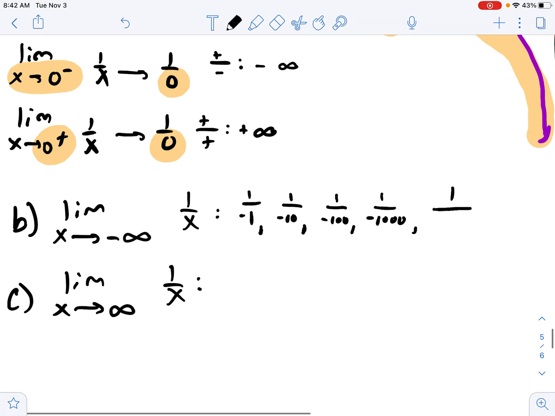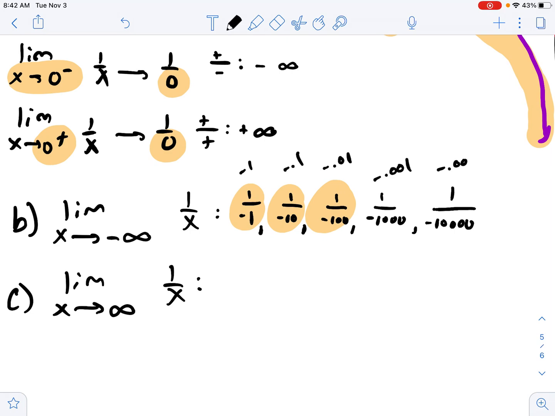-1000. Well, what's going on with these fractions? I mean, these denominators are getting bigger and bigger and bigger. What do these fractions actually equal? That's -1, -0.1, -0.01, -0.001, and so on. I mean, think about what's actually happening to these values. They are indeed approaching 0, right?